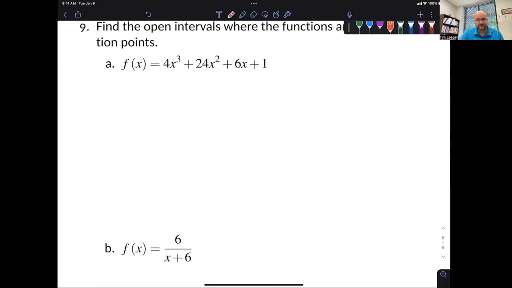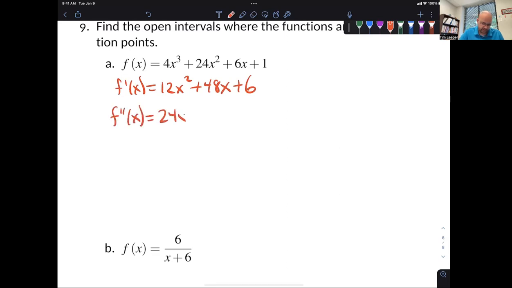So on A here we have f of x is equal to 4x cubed plus 24x squared plus 6x plus 1. We want to go ahead and find the first derivative. So the first derivative is 12x squared plus 48x plus 6. So the second derivative here is 24x plus 48. Good. Once you've found the second derivative, set it equal to 0 and go from there.